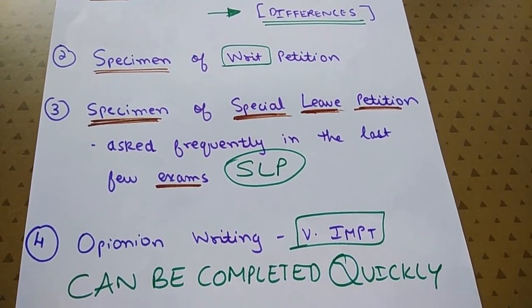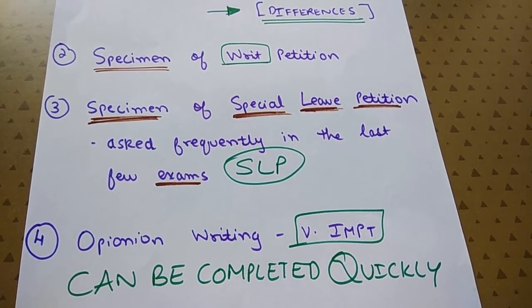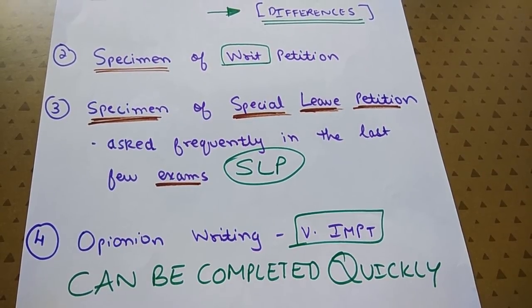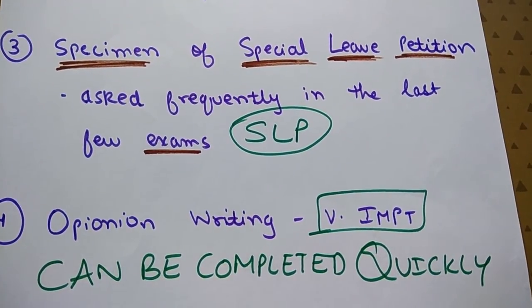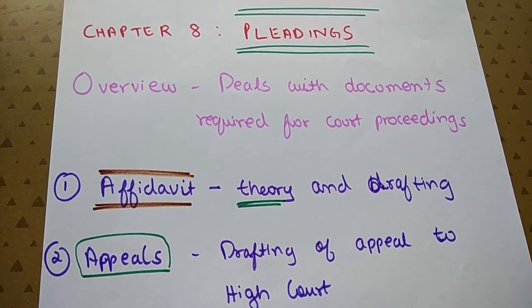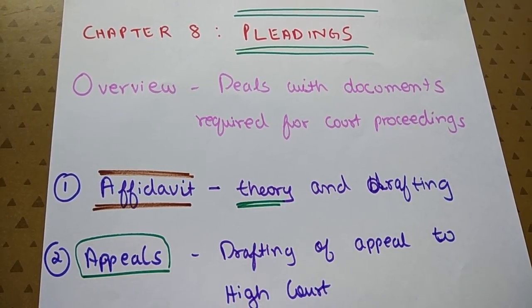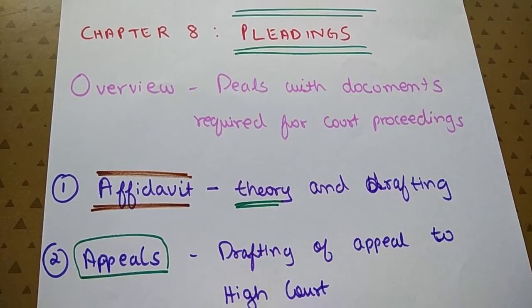Last is opinion writing, which can get you easy marks and is asked many times. You can check the type of questions asked from the scanner. Lesson 6 is very easy and can also be completed quickly. Next, coming to chapter 8, Pleadings. This lesson mainly deals with the steps to file a case in court and the documents related to that.